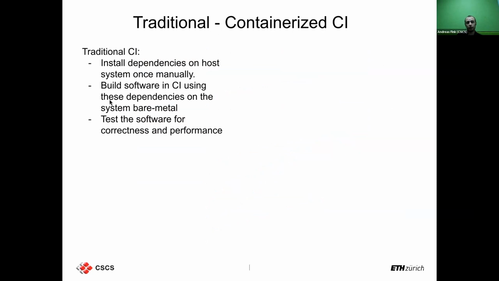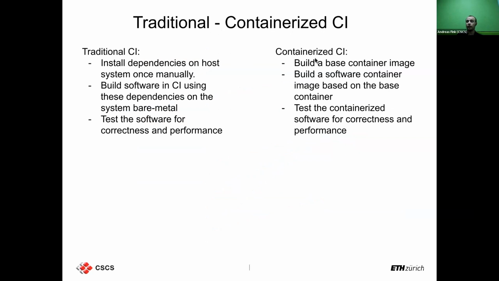Maybe to show the differences, traditional CI is that you go to the host system, you install all the dependencies once manually, and then you set up CI to depend on these dependencies that you have there. And you build it bare metal and you test it bare metal, basically all on the same system.